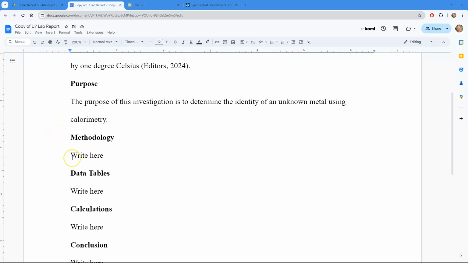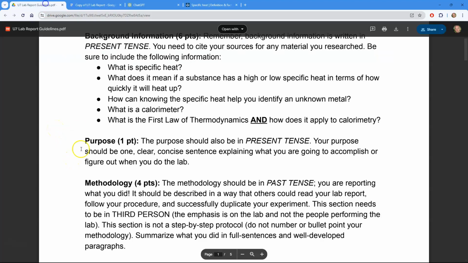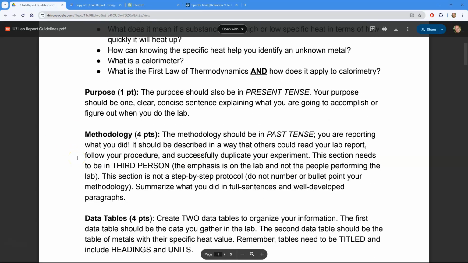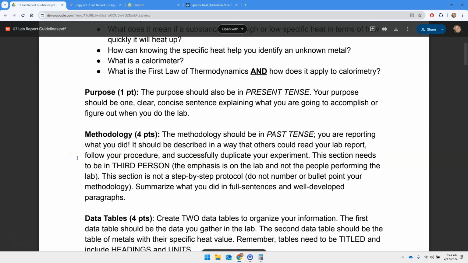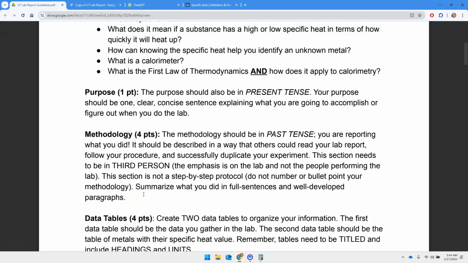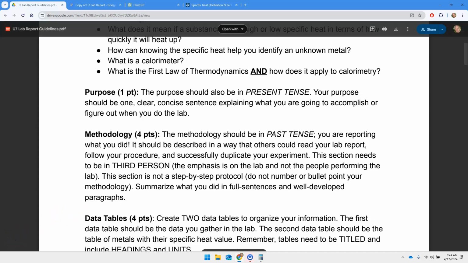Okay, the next section is the methodology. The methodology should be in past tense. You are reporting on what you did. It should be described in a way that others could read your lab report, follow the procedure, and successfully duplicate the experiment. This section needs to be in the third person. The emphasis is on the lab and not the people performing the lab. This section is not a step-by-step protocol, so we shouldn't be numbering or bullet pointing our methodology. You should be summarizing in full sentences and well-developed paragraphs.